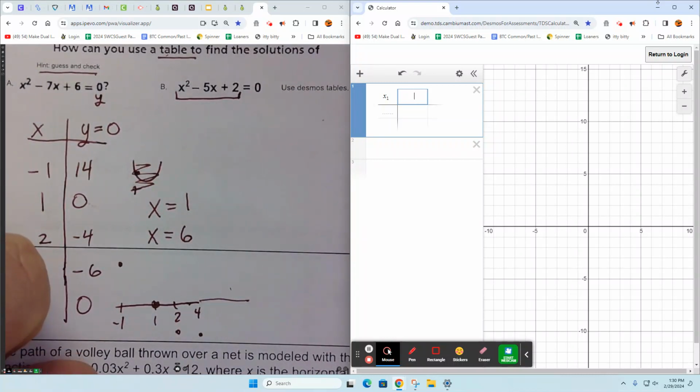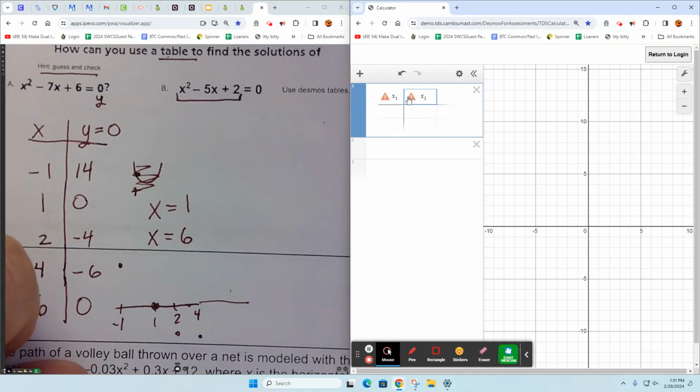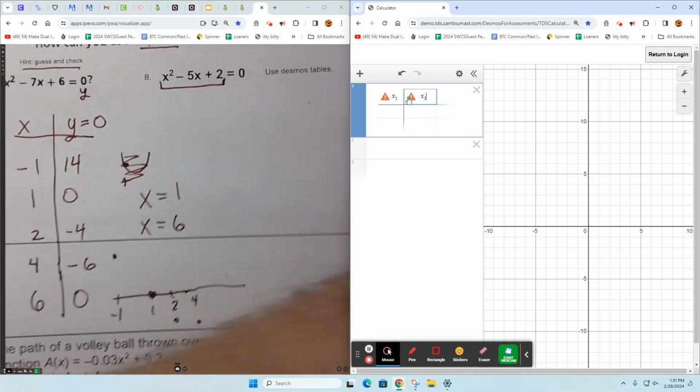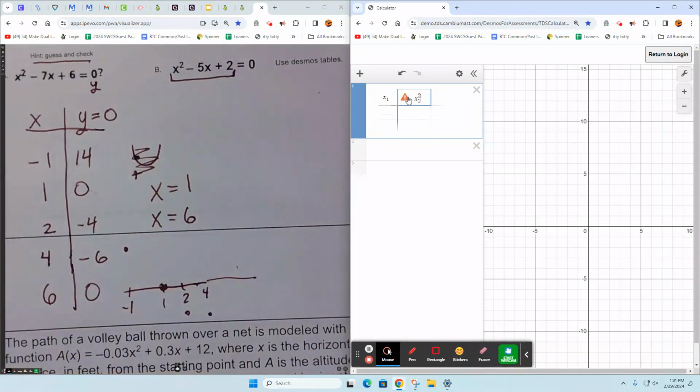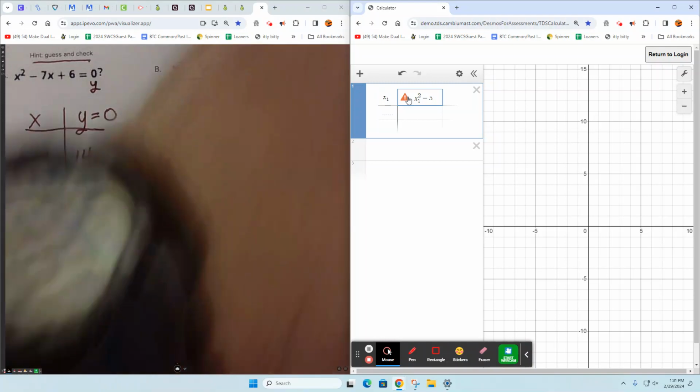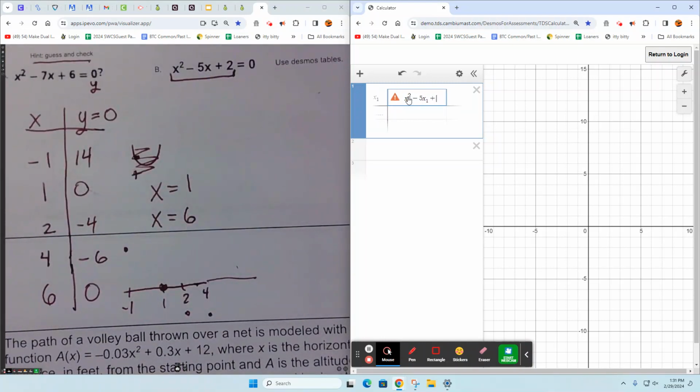Now the catch is I have to reference what this x is. What is this x called? X sub 1. So over here, when I do x, I have to do x sub 1. How do I do that? If I type in x, and the next thing I type is just the number 1, it automatically puts it as a subscript. And then I'm going to say I want to square that number, minus 5x1 plus 2. And once I do that, it's unhappy until I say what I want x1 to be.